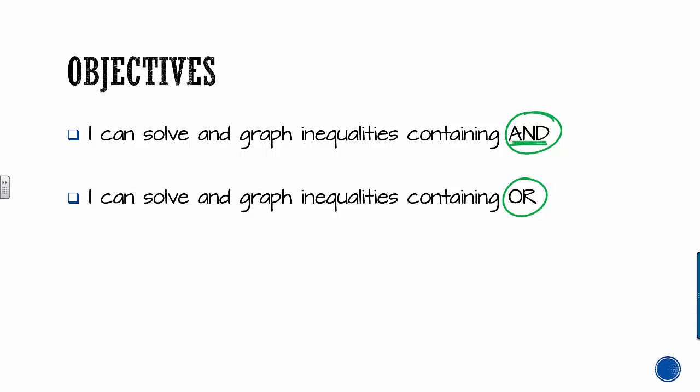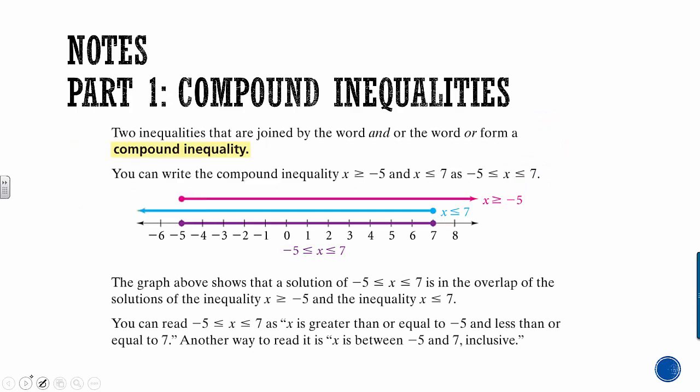Sometimes they're connected with the word and, like it has to fit this category and this other category, or sometimes they have the connector or. They have to fit over here or they have to fit over there. So two inequalities that are joined by the word and or or form a compound inequality.